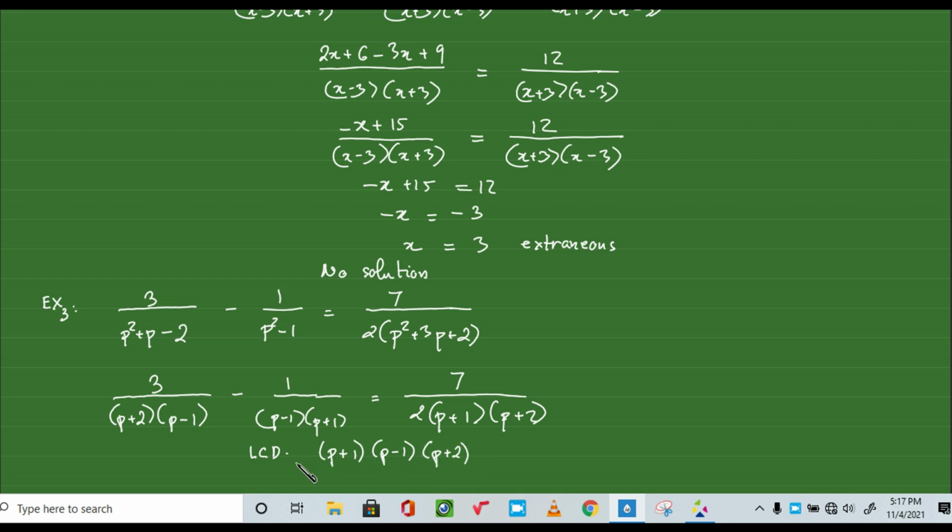Alright. You think what I'm missing? Oh, I'm missing the number 2. There you go. So that is your LCD. Now if you compare this with your denominator, you see that they're missing 2p plus 1, right? So they're missing 2p plus 1.